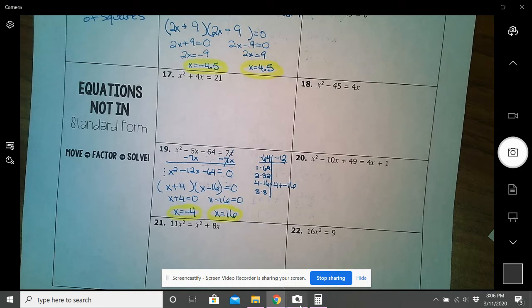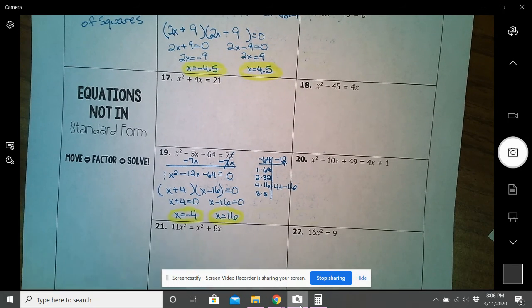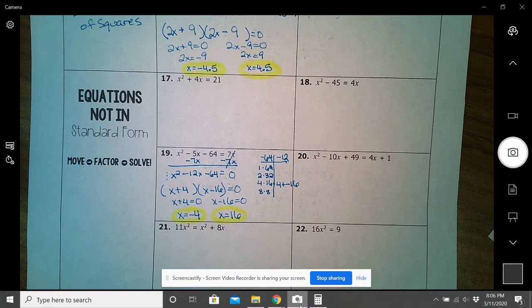Whew, okay. What a unit. I hope you are feeling like an awesome, awesome master of factoring at this point. If not, please come see me. We can keep on trying. There are other ways to do this work.